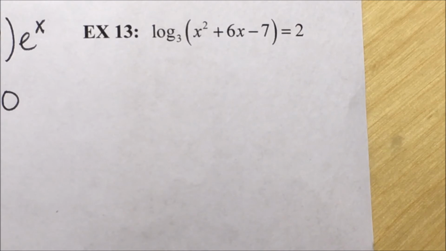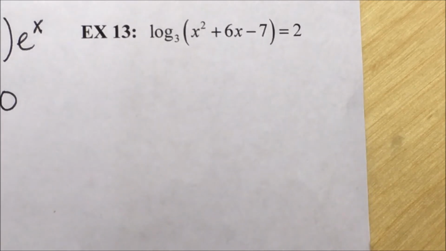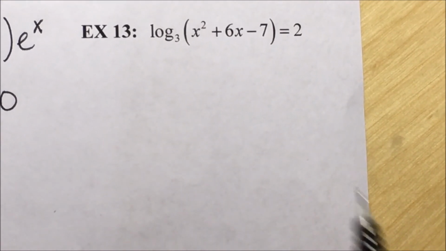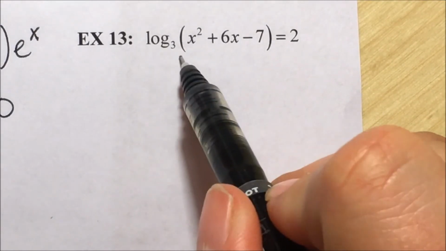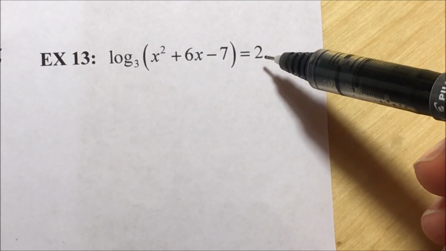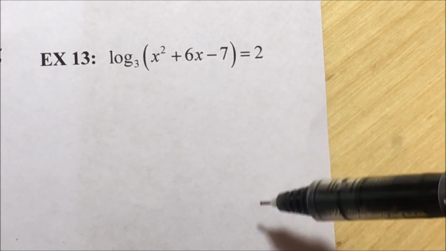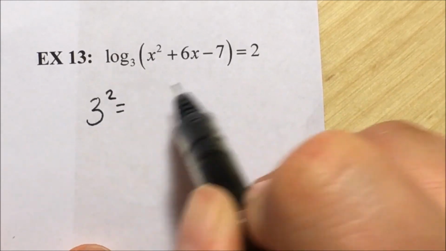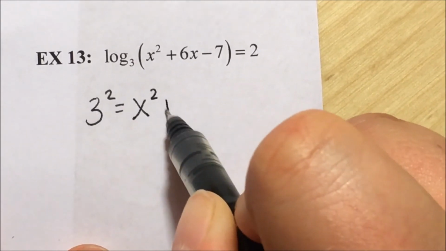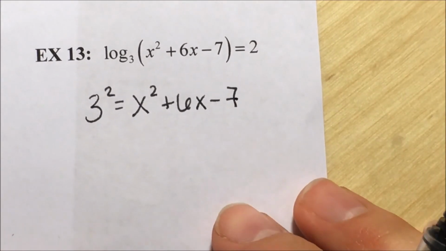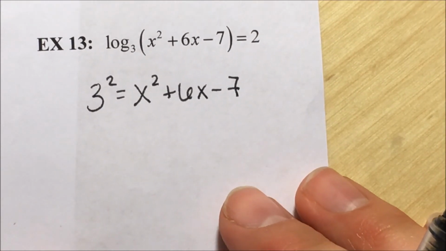Just rewrite it. Especially helpful if the x is in the input, because then it's going to end up on one side by itself. So it doesn't create an exponent with an x in it. It also will accomplish getting rid of the log. The only other way to do this would be to somehow write this side as a log with a base 3, but that's a little bit tricky. So I'm going to rewrite this. 3 squared equals the input.